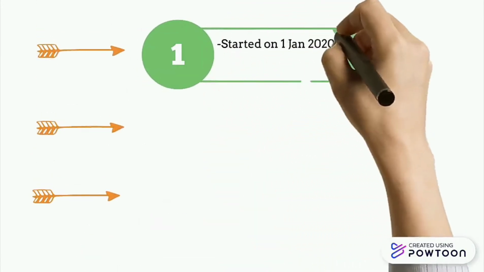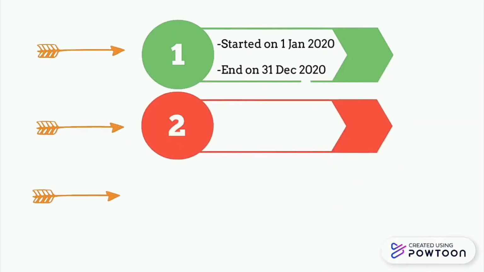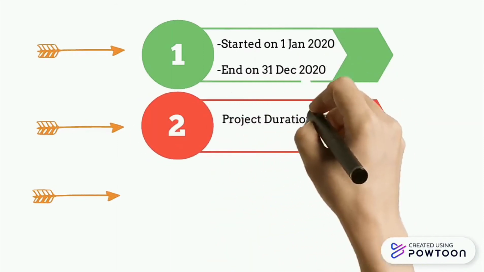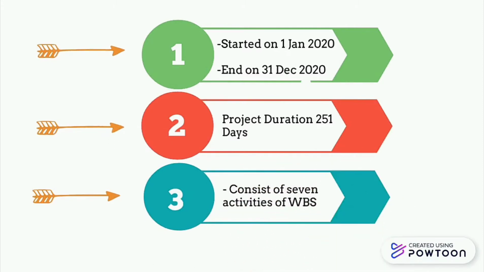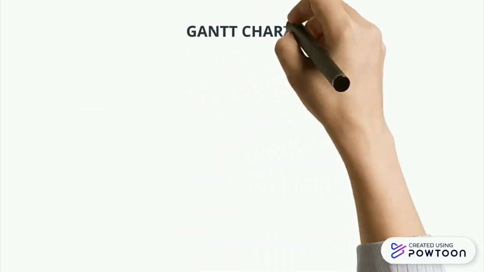This project started on 1st January and was targeted to end on 31st December 2020, with a total duration of 251 days excluding all weekends and public holidays. The Gantt chart timescale was inserted in week form and consists of the 7 activities of the WBS. First of all, I will explain the Gantt chart.